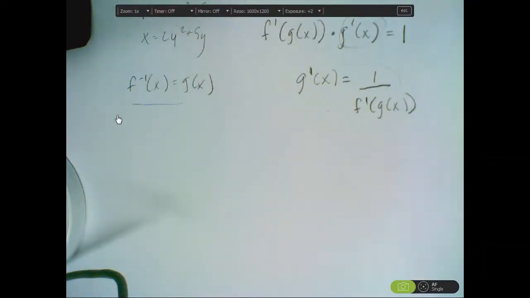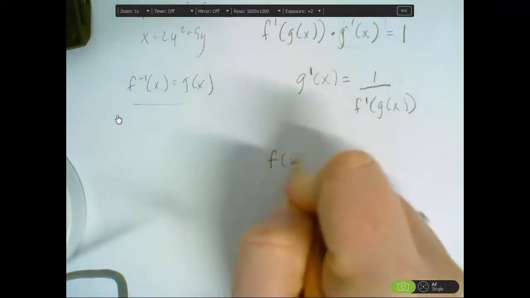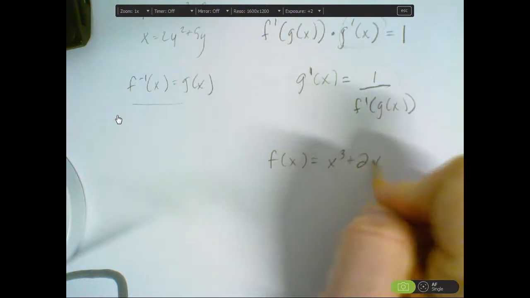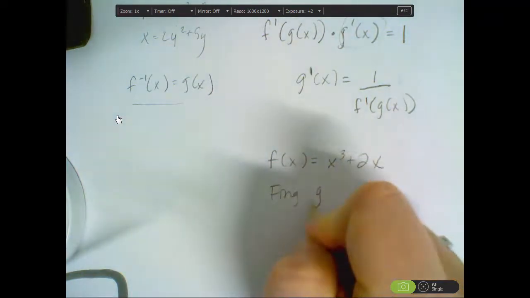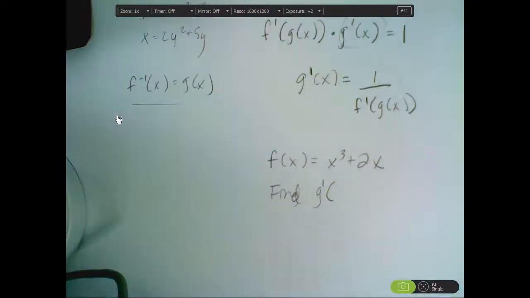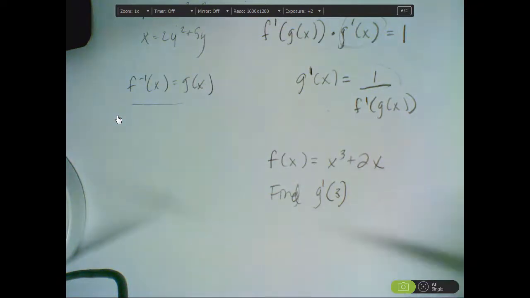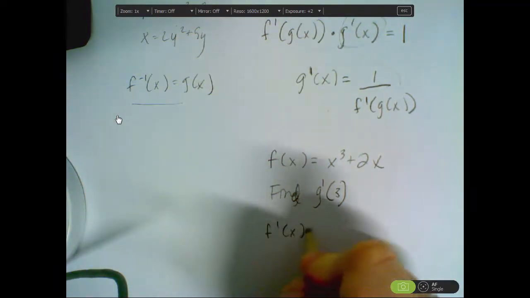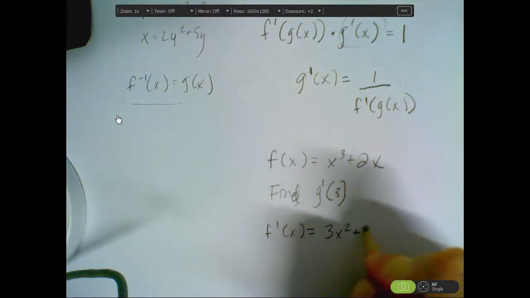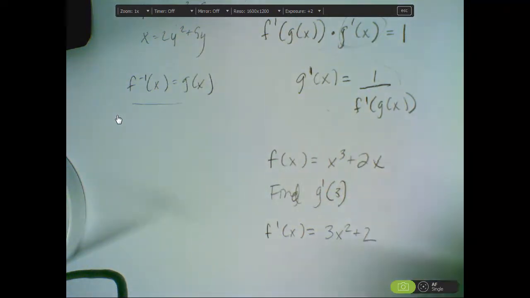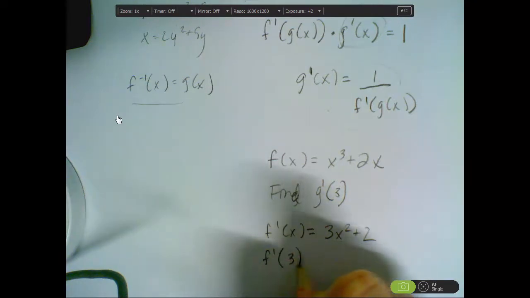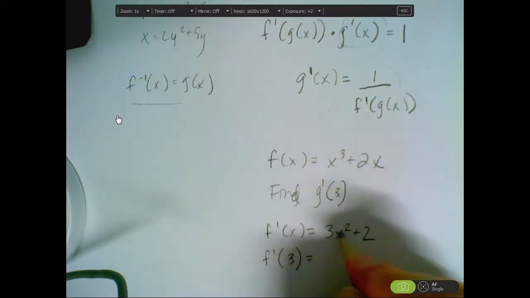So for instance, here's a problem. G is the inverse of f. F of x is x cubed plus 2x. Find g prime of 3. So that means we want to find the derivative of the inverse of f of x at the point where x is 3. Well, the first thing we can find is f prime of x. That's pretty easy. And we can also find f prime of 3 by just plugging 3 in there and getting 29.